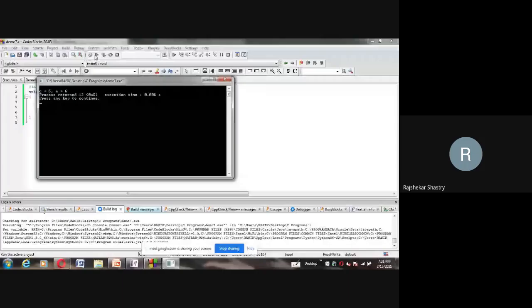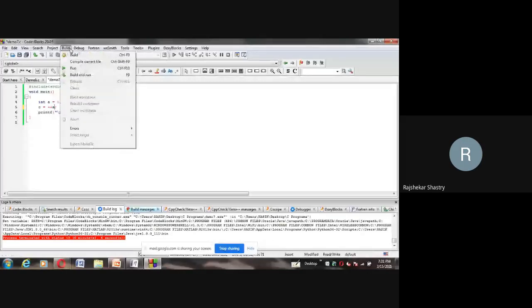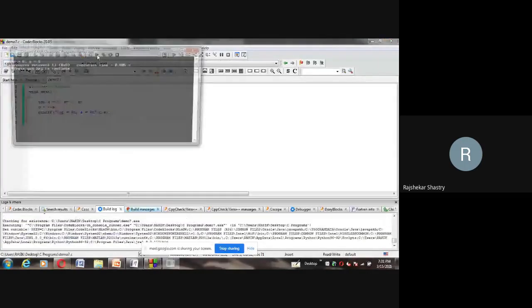Now the same, suppose if I use it differently, that is if I use it in prefix form, plus plus a, then first increment, then assign it in the expression. First increment means a will become 6 and then 6 will be assigned to c. So let us see this time what the answer is. So of course, c is equal to 6, a is also 6. In both the cases, of course, a is 6 only.